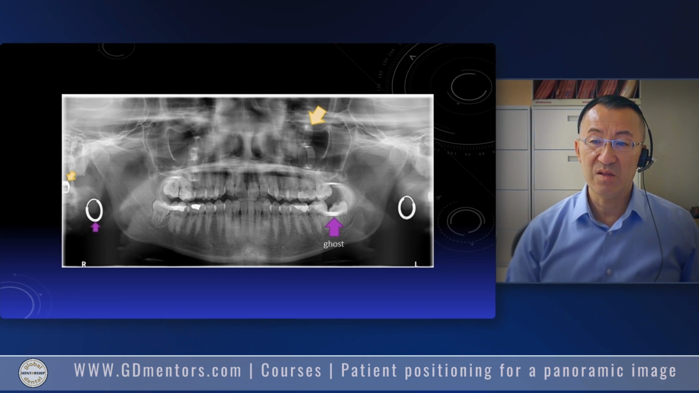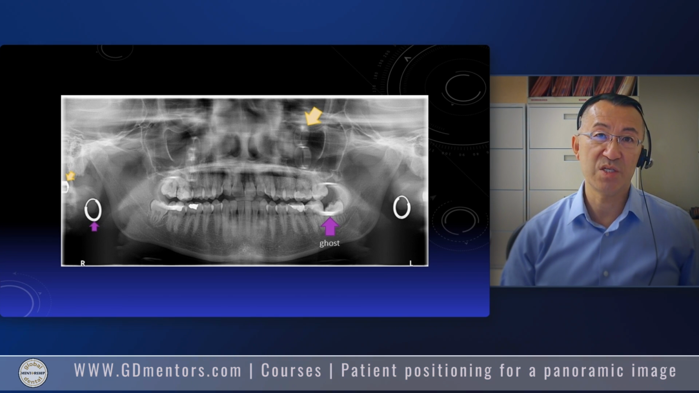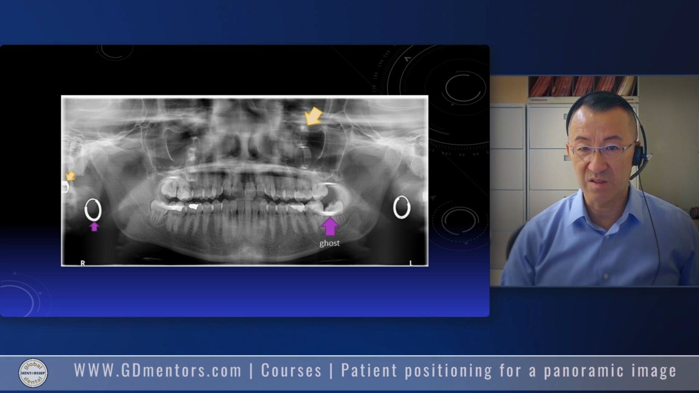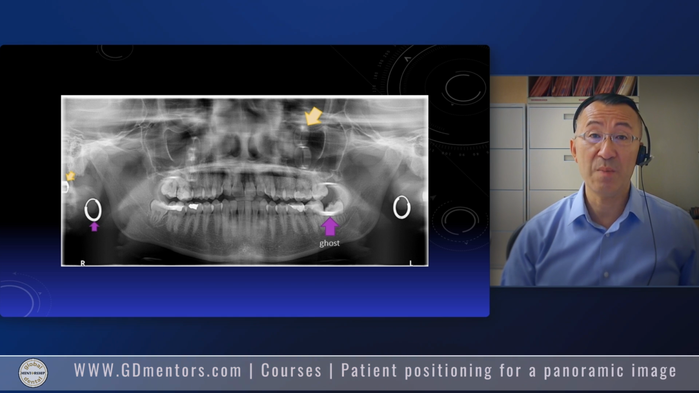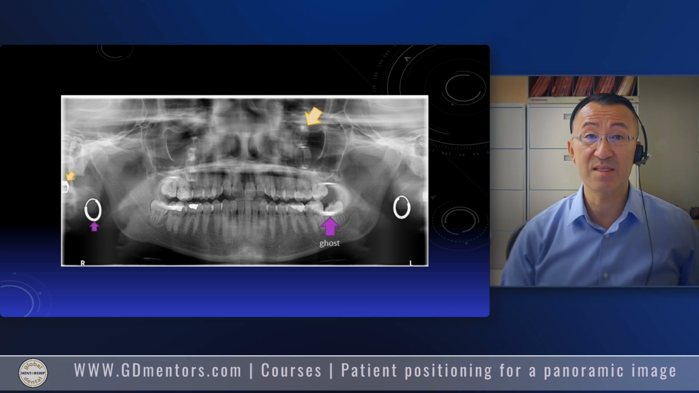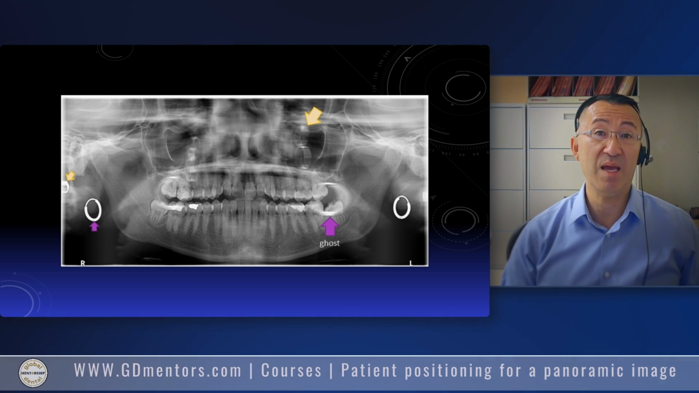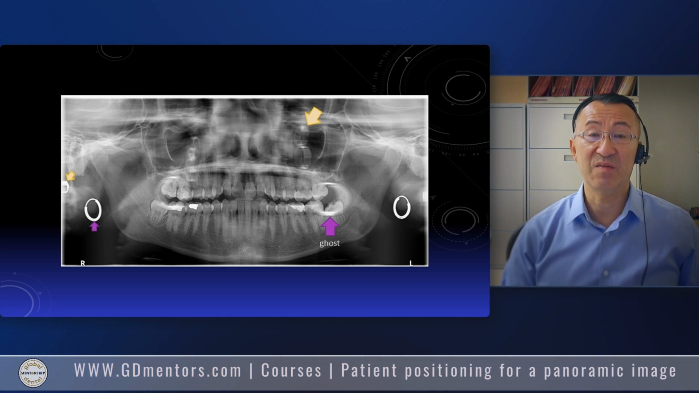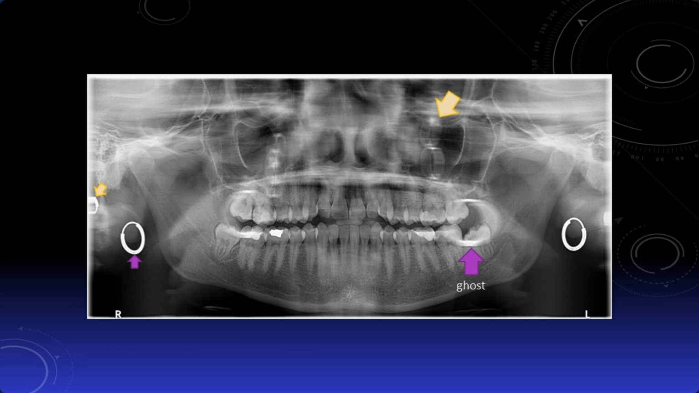But as well, you'll also note that ghost images tend to be projected more superiorly on the image than the native article, simply because all panoramic systems incorporate some sort of an upward beam angulation to them. And again, the degree of that upward beam angulation is vendor dependent.